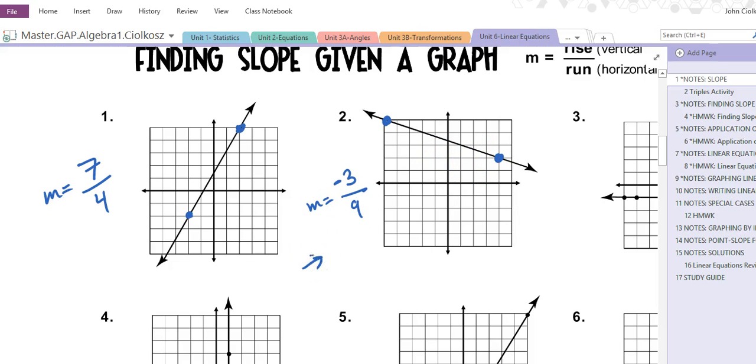Now, if we check this one in Algebra, we'll find out it reduces to negative 1 over 3. When we're working with slope, we will only write fractions. There are no decimals with slope. So, make sure you're leaving everything in fraction form.